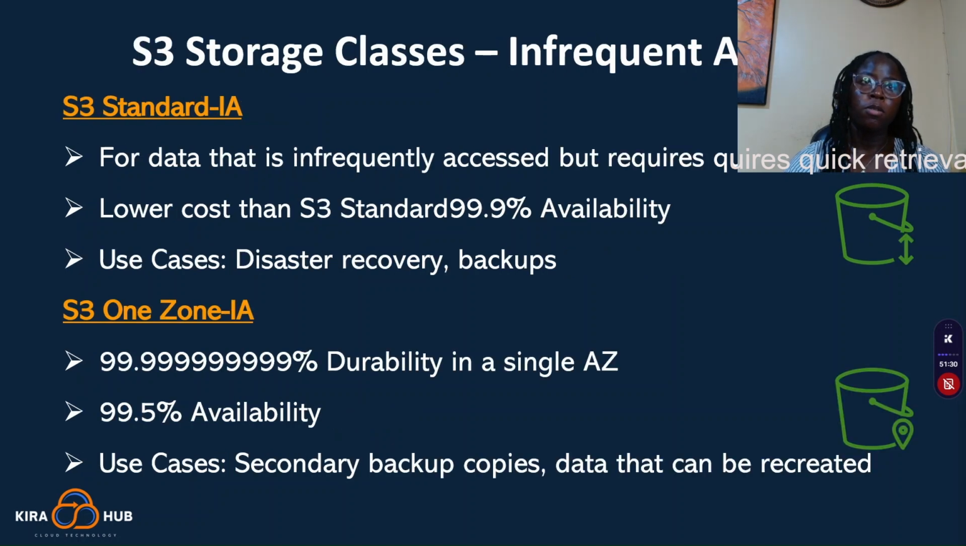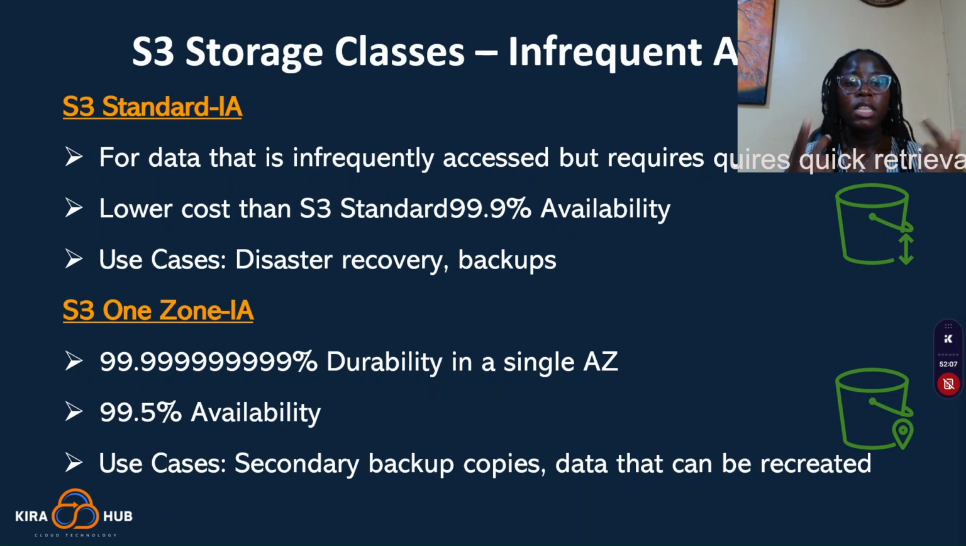The other type of storage class is Standard Infrequent Access, designed for data that isn't accessed regularly, but needs to be retrieved quickly when required. So it's more cost effective compared to S3 Standard due to the lower frequency of access. This offers 99.9% availability and makes it suitable for scenarios like disaster recovery or backup storage, where you don't need constant access but require fast retrieval when disaster strikes.